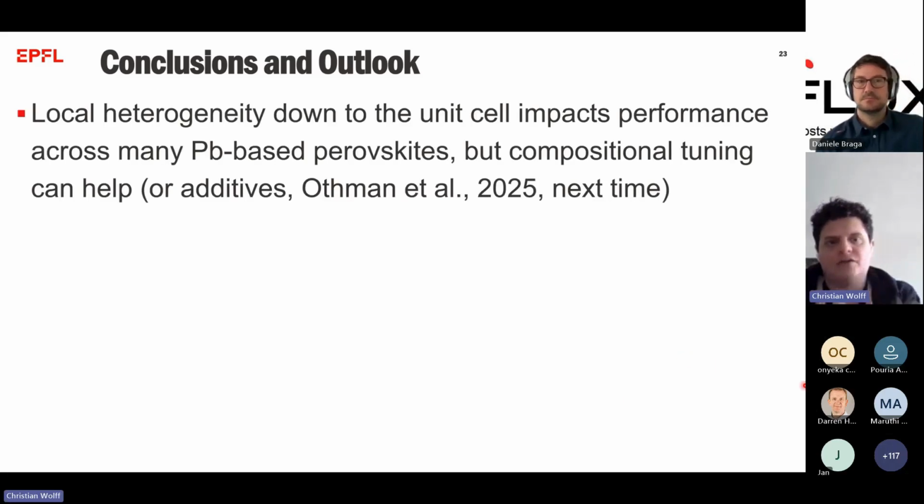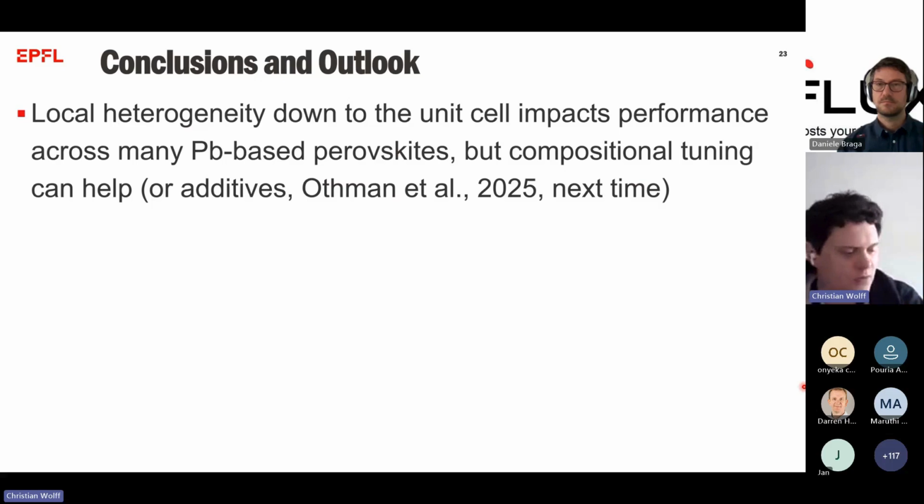So in the beginning, I've shown you that local heterogeneity, starting essentially from the unit cell, or how the unit cells stack on top of each other, impacts the performance and also the stability of at least the lead-based perovskites that we have looked at. But there's hope that you can modify and improve thereupon, either by compositional tuning, and this is maybe a little teaser for the next time around, or, for example, some of the conferences that are coming up, you can also modify that by modulating the crystallization, for example, with additives, where Mostafa has a paper in the pipeline right now.